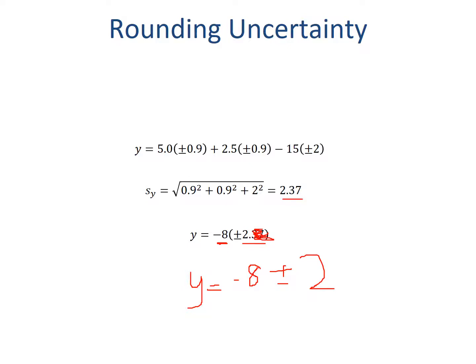We want to make sure that the last digit in our known value, in our y value here, is going to be the same as the last digit in our uncertainty. We could also report as a relative uncertainty with just 1 decimal place. That would also be acceptable.